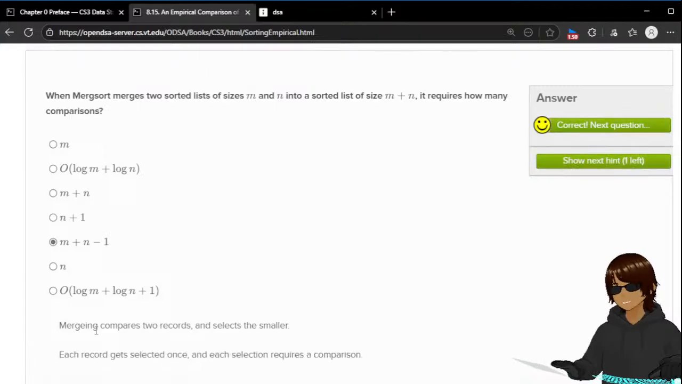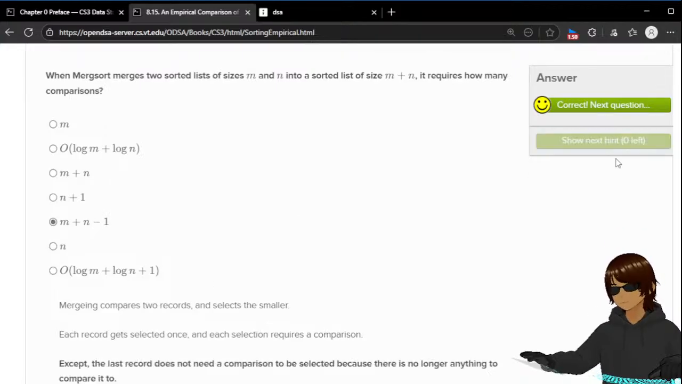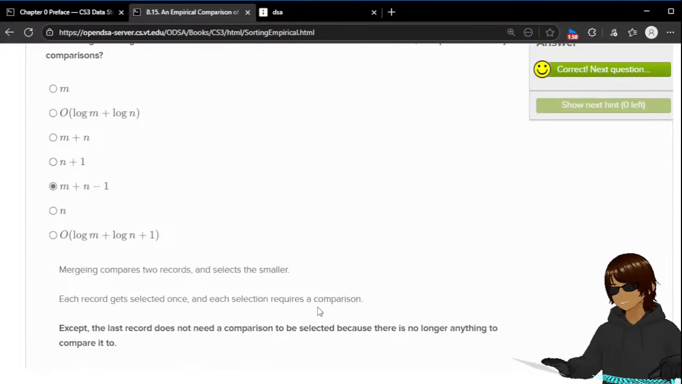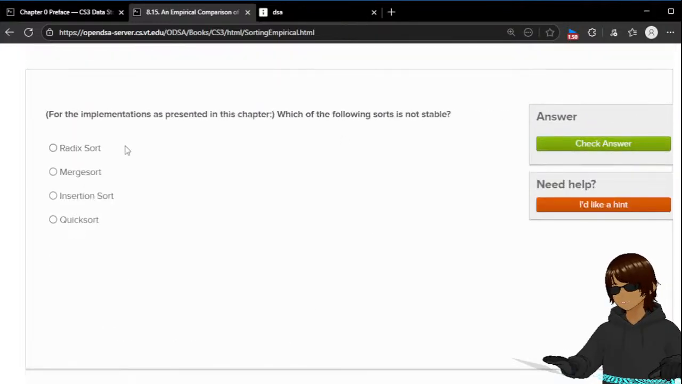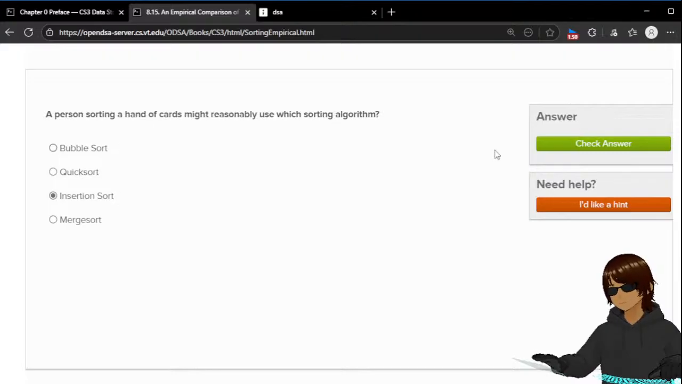But I don't understand. Each record gets selected once. Each selection requires a comparison. Except for the last record. Okay, yeah. Which of the following sorts is not stable? Merge sort, insertion sort, quick sort. Might use which sorting algorithm? Insertion.